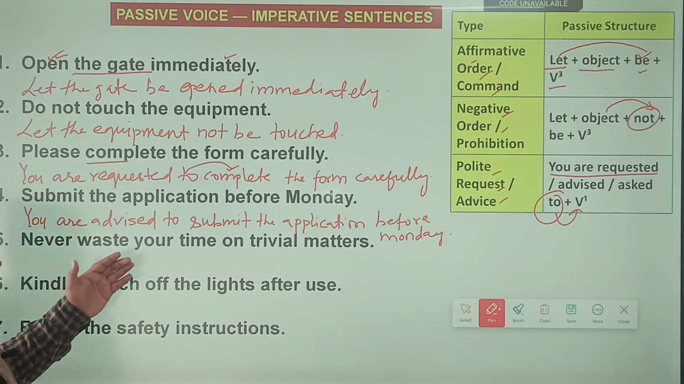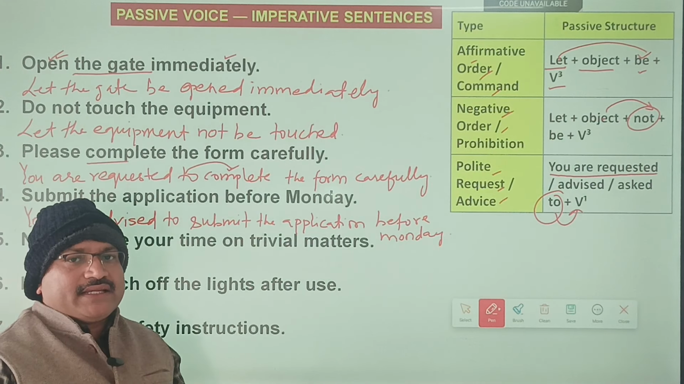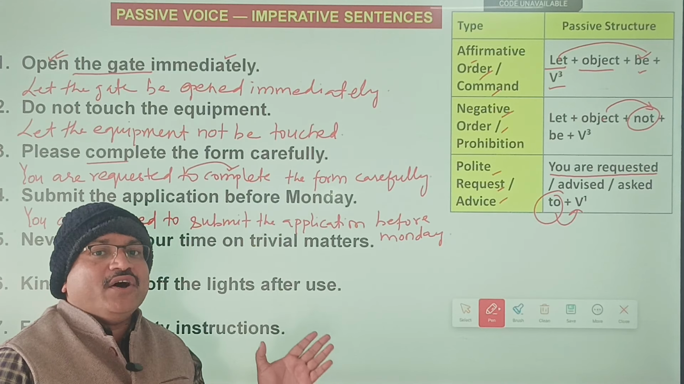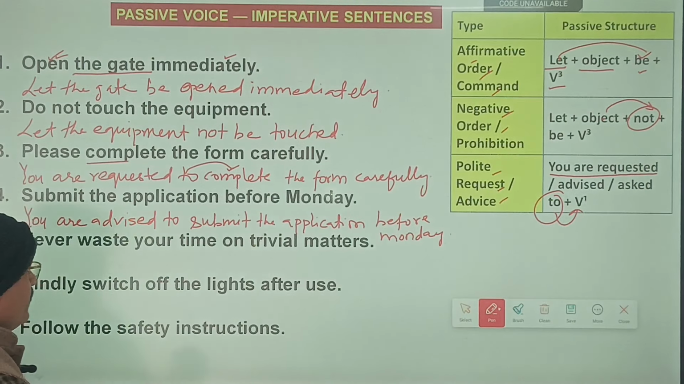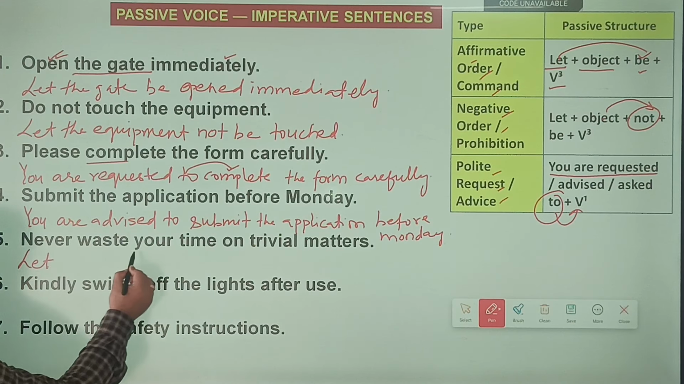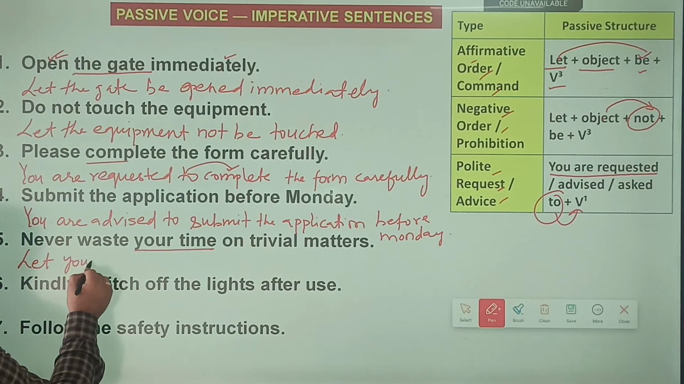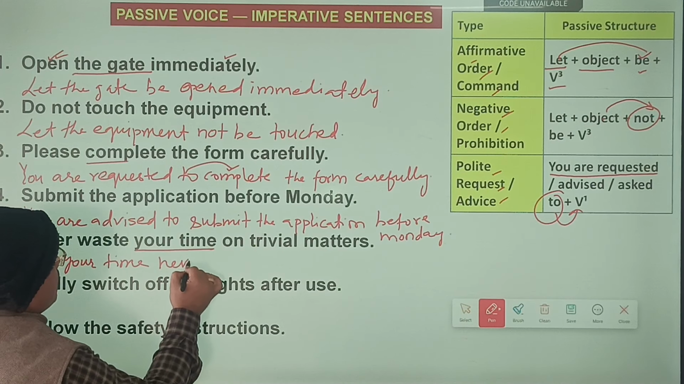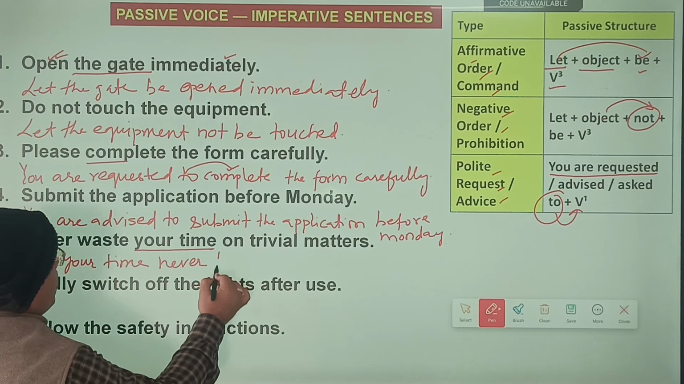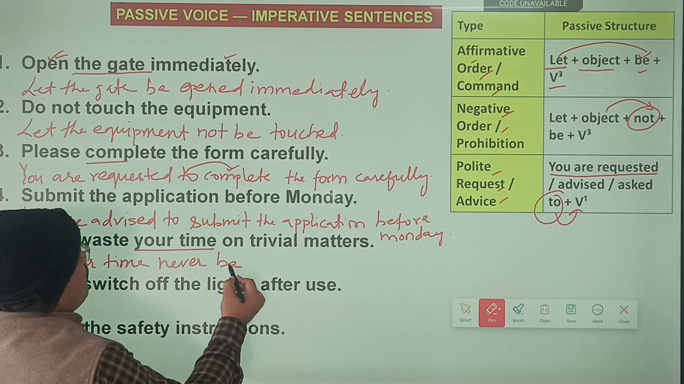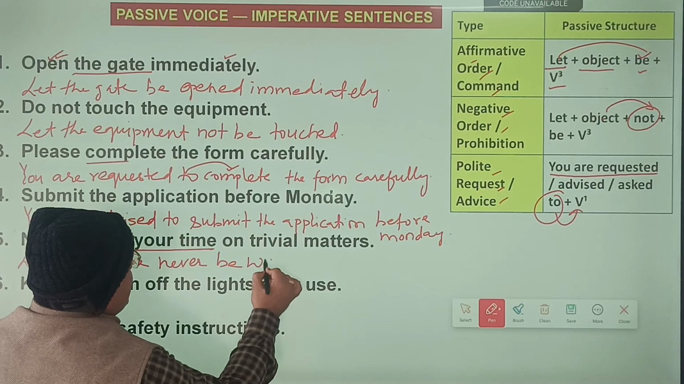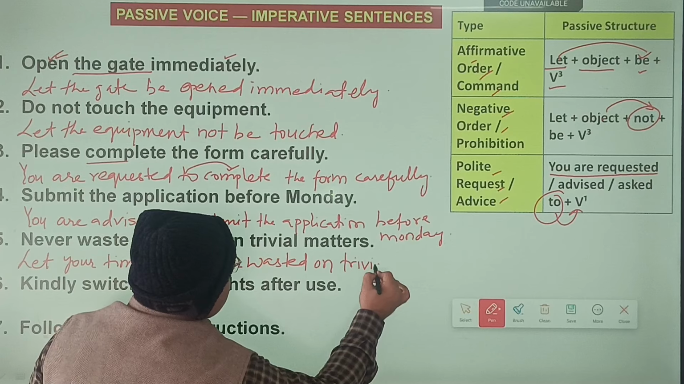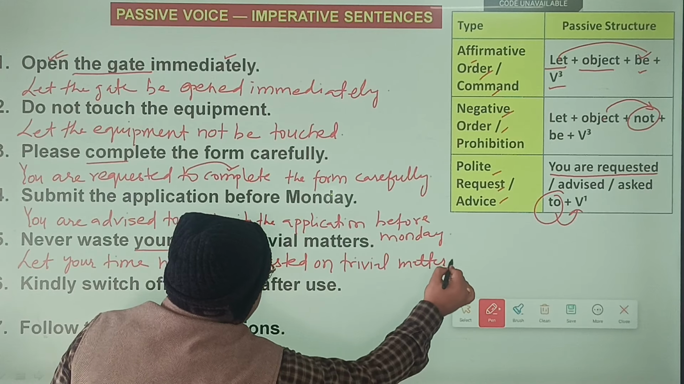Now, never waste your time on trivial matters. What is it? It's a kind of order, a negative order, prohibition. Then let your time. The object is what? Your time. Let your time, never. Let is followed by what? Be. Let your time never be wasted, V3, wasted on trivial matters. Yes or no?